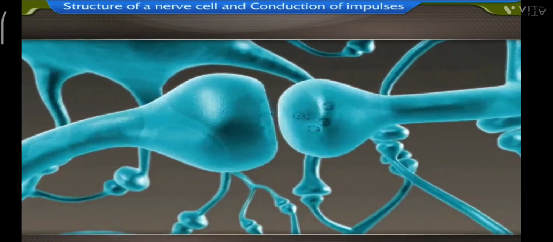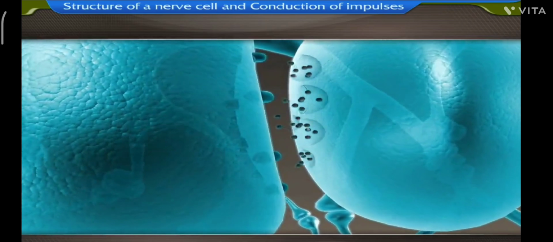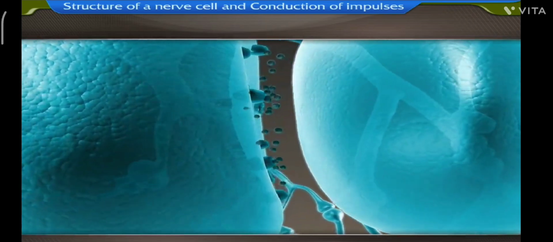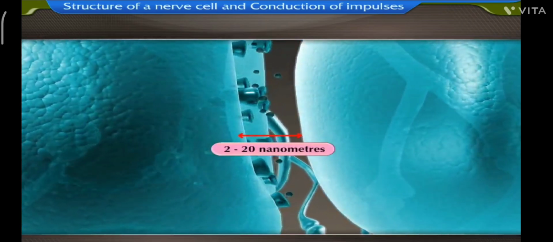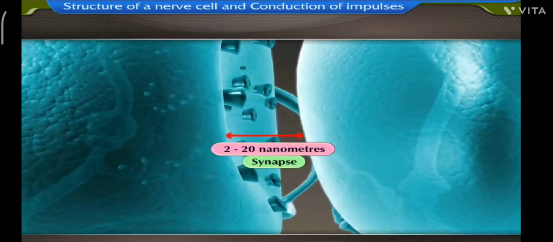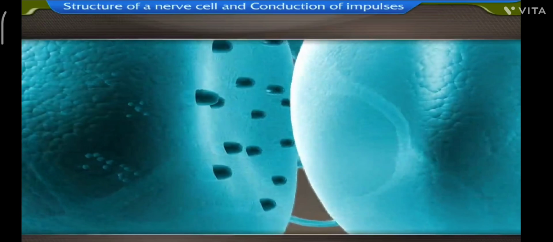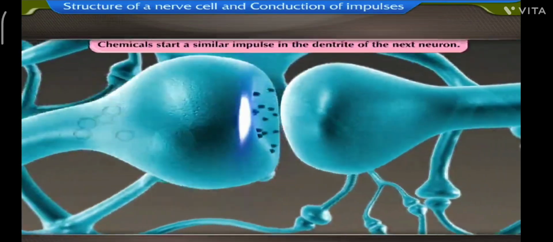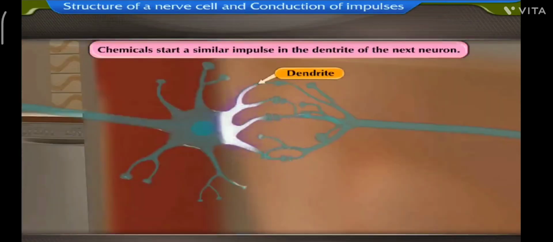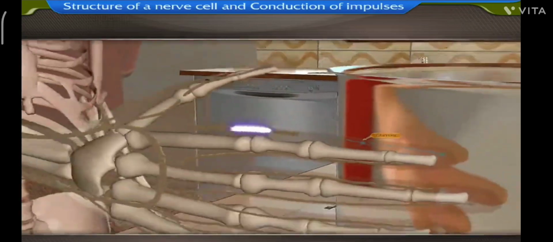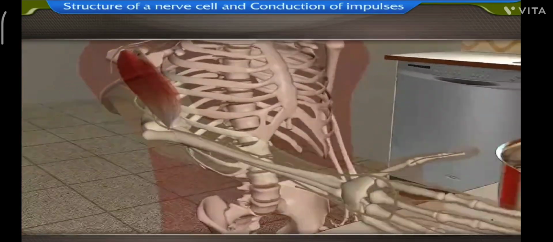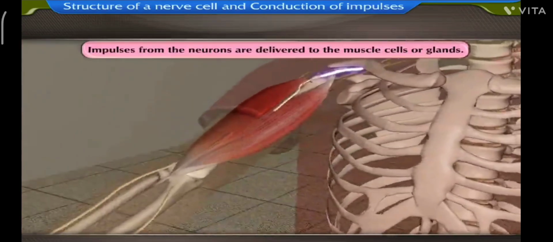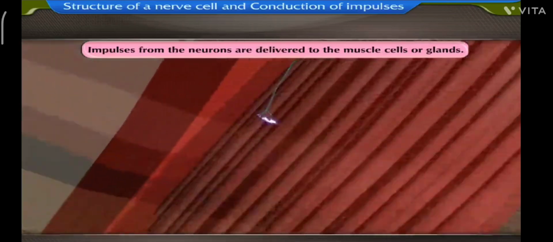At the end of the first axon, the electrical impulse induces the release of some chemicals. These chemicals pass through a small gap of 2 to 20 nanometers, known as the synapse, present between the neurons. They start a similar electrical impulse in the dendrite of the next neuron. This is the procedure by means of which impulses travel in the body. Thus, impulses from the neurons are delivered to the muscle cells or glands.